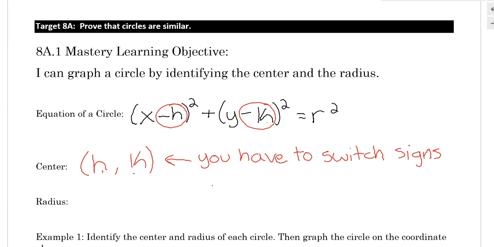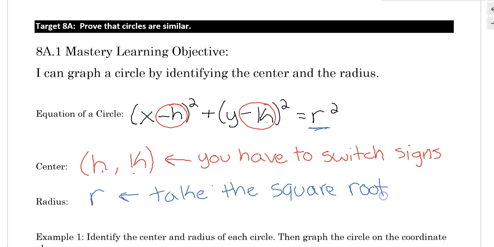What is the radius? The radius is r. And same type of thing. In my equation, I have r squared, so you have to take the square root. And that's where you get your equation of a circle.